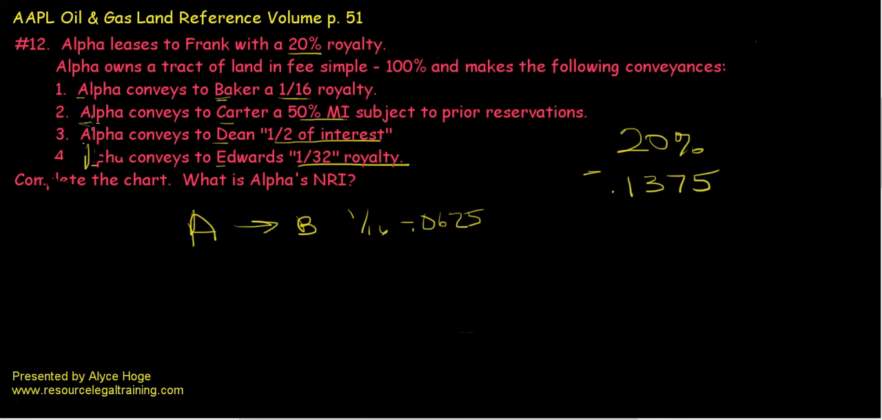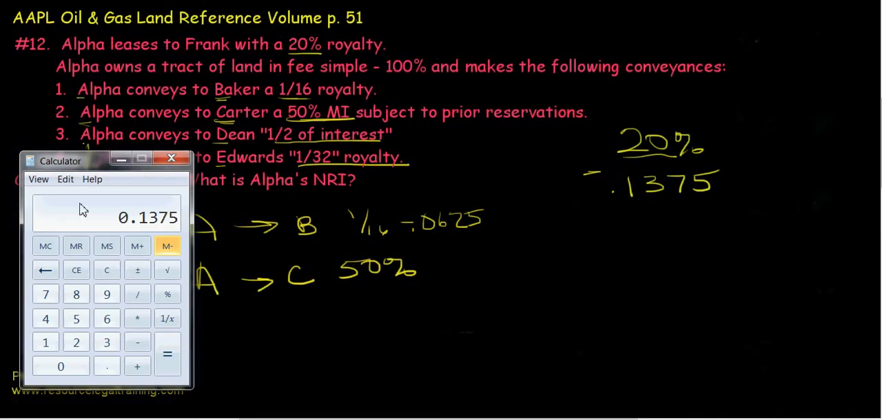Then A conveys to C 50% mineral interest. So A to C, 50%. So what that means is we're going to take, oh, let me say this first. As you go along with your different conveyances, you always want to make sure that the numbers add up. So in this case, we want to make sure that 0.0625 and 0.1375 equals the 20%. You're going to want to do that with every calculation that you do, because you don't want to get to the end of your chain of title and then realize you've done an incorrect calculation and you don't know where it is. So we're going to do it for this first one.